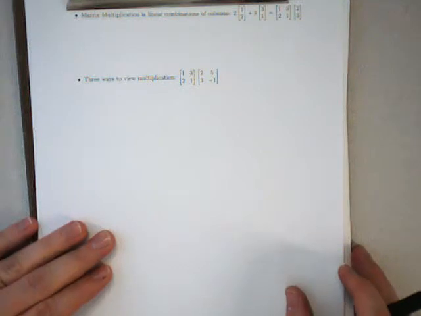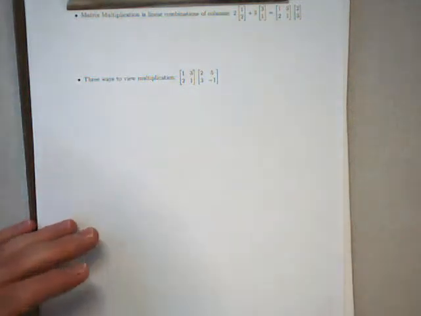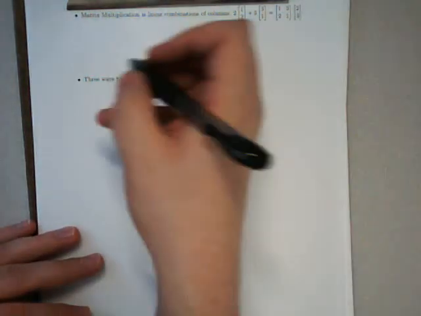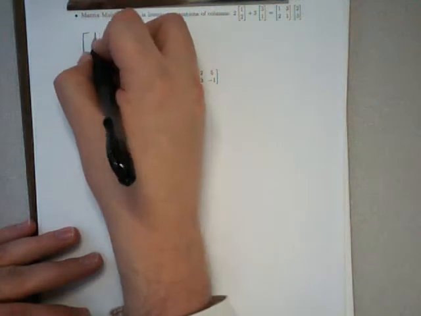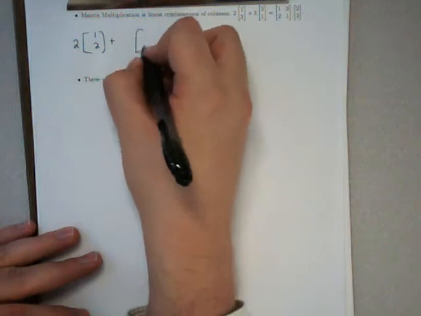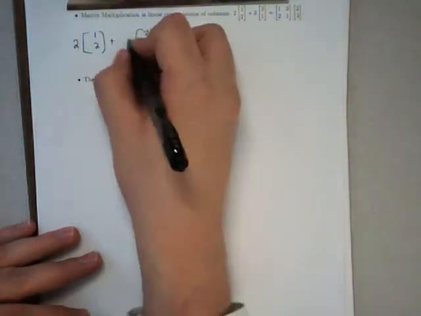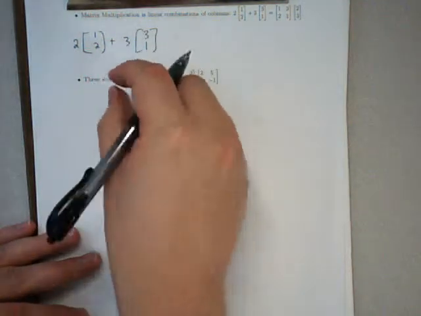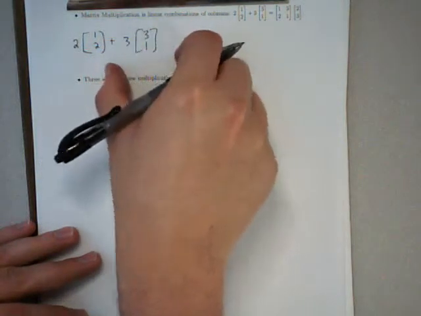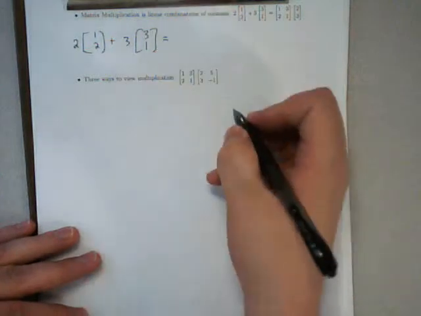In this screencast, I'd like to look at matrix multiplication. First thing I want to do is show you that matrix multiplication is really just a linear combination of columns. For example, if I take the vector 1, 2 and double it, and take the vector 3, 1 and triple it, then really this means I've taken the vector 1, 2, doubled it, taken the vector 3, 1, tripled it, and if I add them up, I get a linear combination.